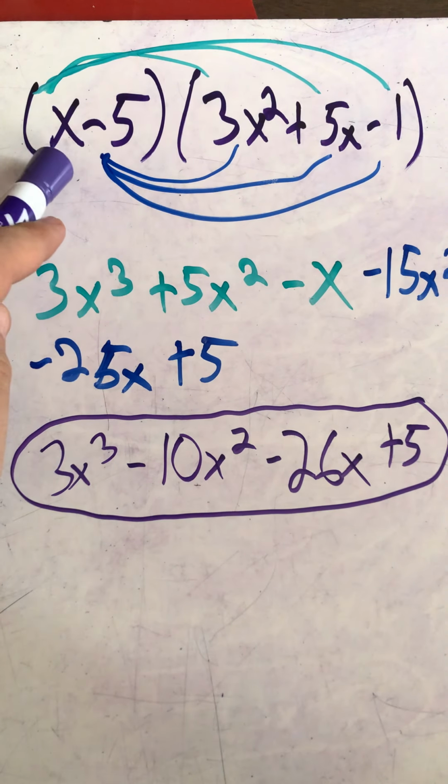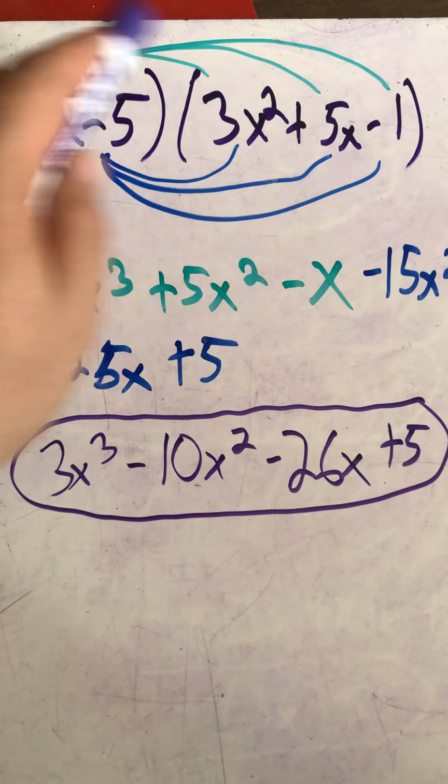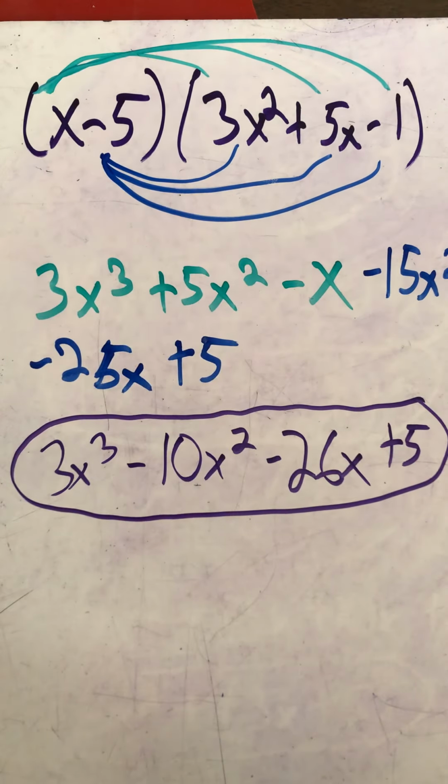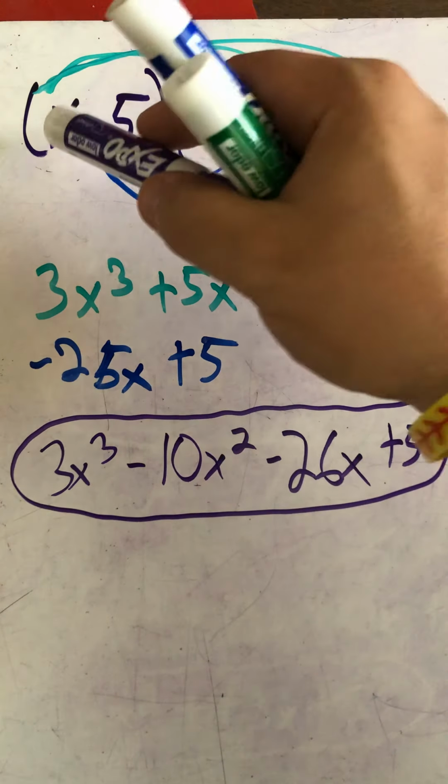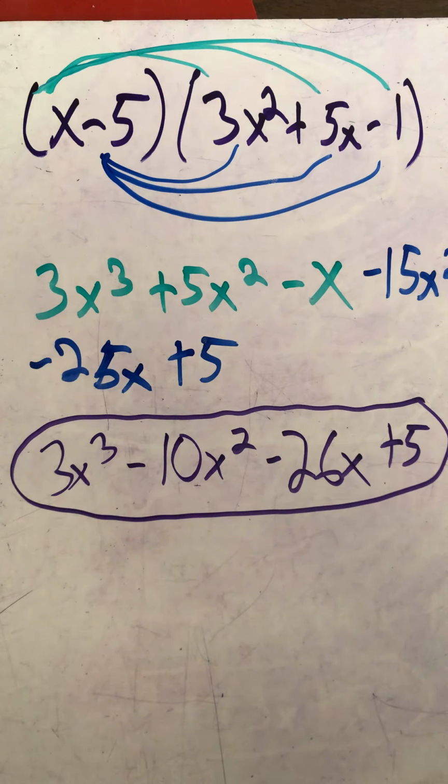So we can do a binomial times a trinomial. We just distribute all the way through. We can do the same thing if it was flipped. We would just take the 3x times everything in the second one. And then we take the 5x and all the others. Okay. I want to try to keep this video underneath 15 minutes. So we're going to jump to number 6.